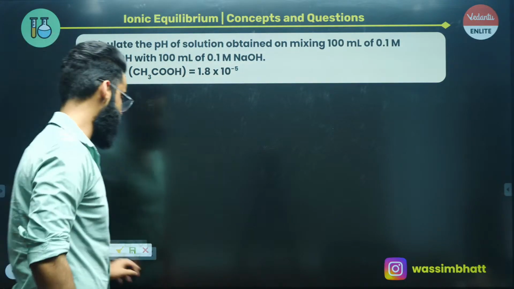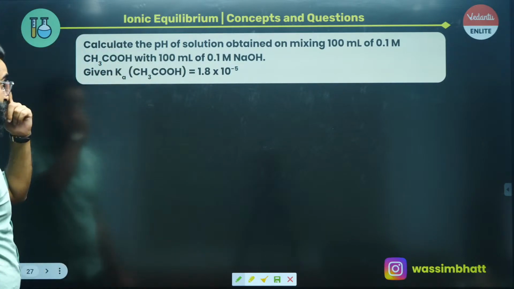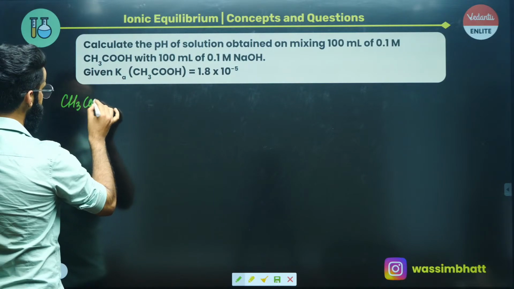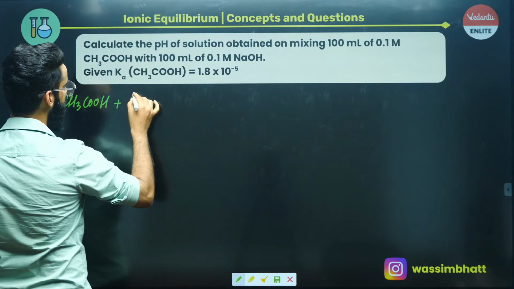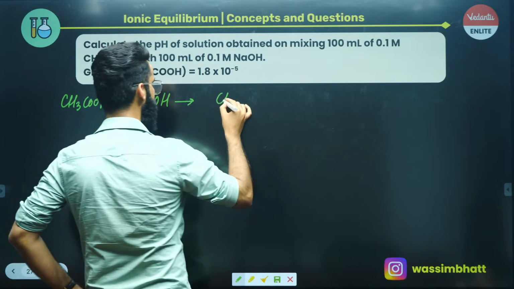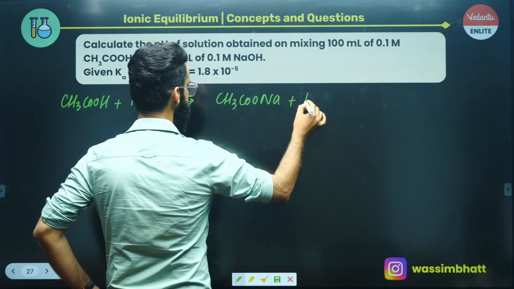The question is of acid-base titration. See, as far as this question is concerned, we are mixing acid with a base. So basically, you are mixing CH3COOH with NaOH. And you know, when acid reacts with base, you will be getting the salt. And with the salt, you will be getting water as well.